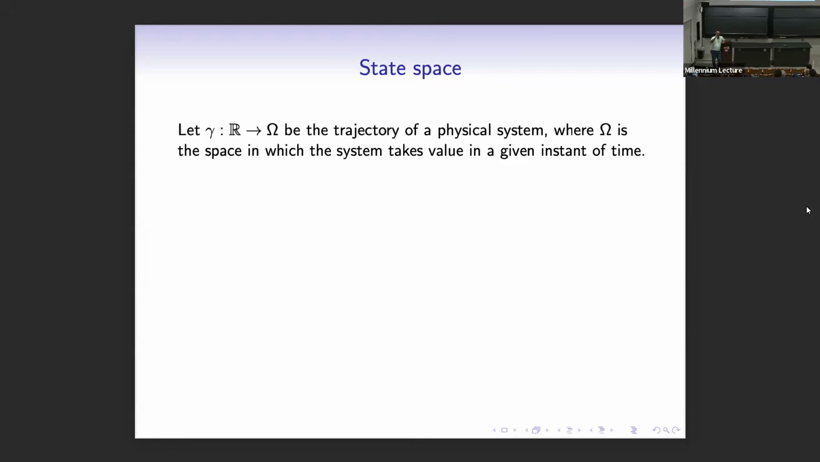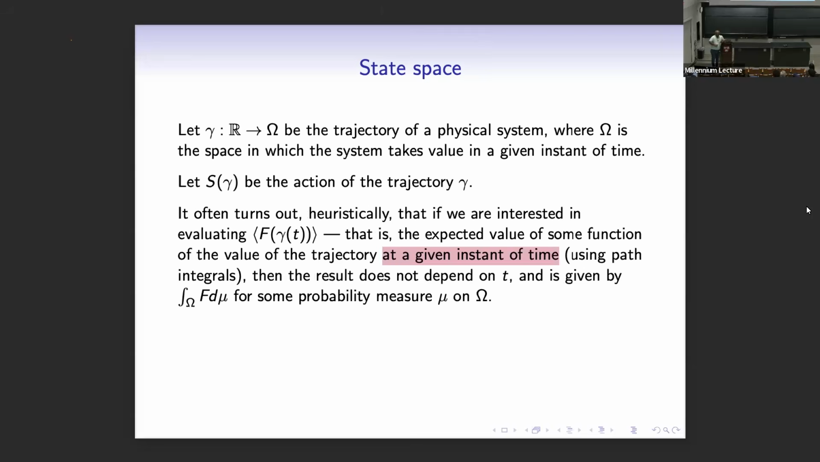So suppose now, coming back to an abstract quantum mechanical system, you have a trajectory of a physical system taking values in some space Ω. So you have a trajectory γ, which is a map from R into Ω, a time trajectory of the system. And suppose you have the action of such a trajectory, okay? So it often turns out, heuristically at least, that the expected value of some function f of γ at some specific instant of time, you can often write it just as an integral of f with respect to some probability measure μ on Ω.